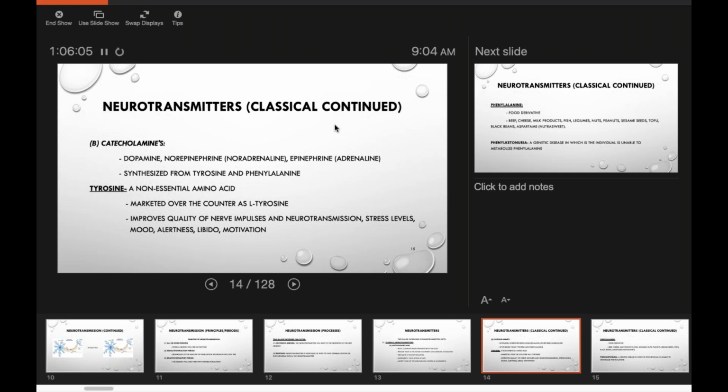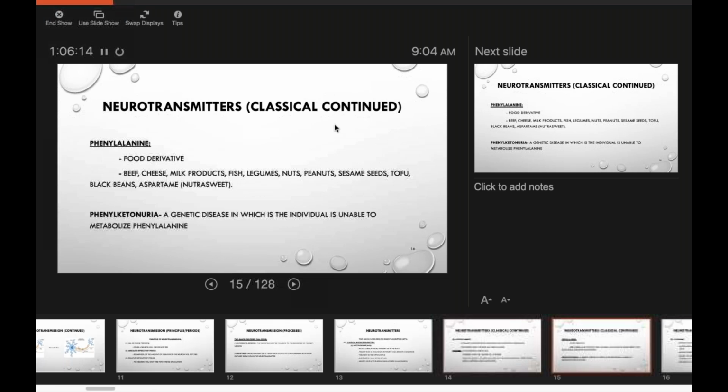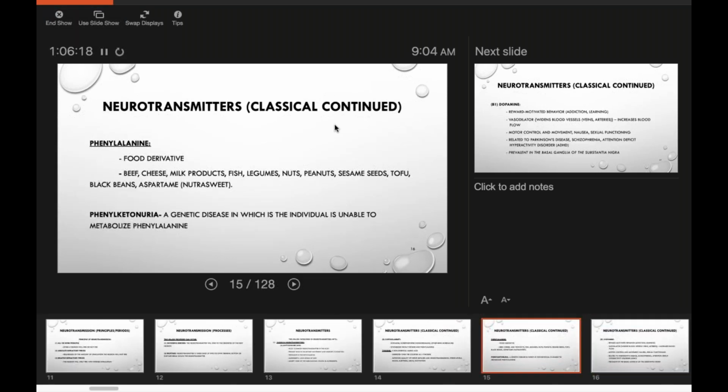So this is one of the first interactions of today to look at: L-tyrosine with L-dopa. Phenylalanine is a food derivative. We get this in beef, cheese, milk products, legumes, nuts, peanuts, sesame seeds, tofu, aspartame.